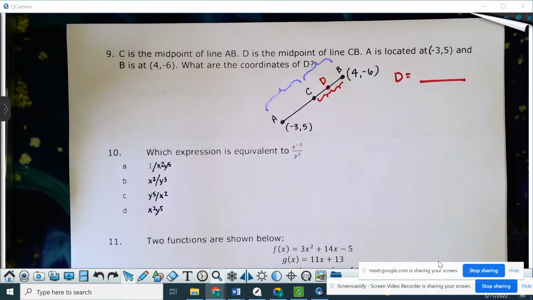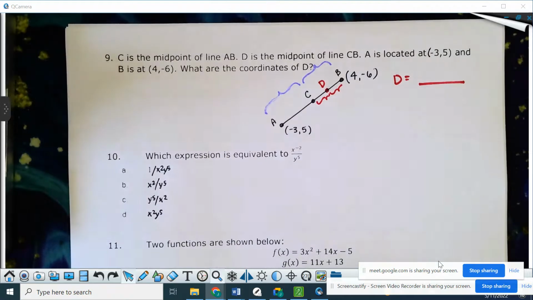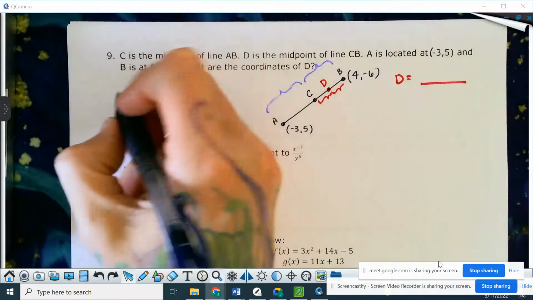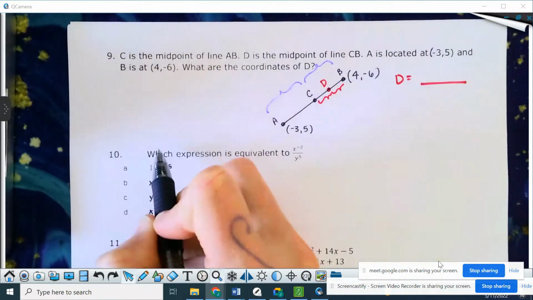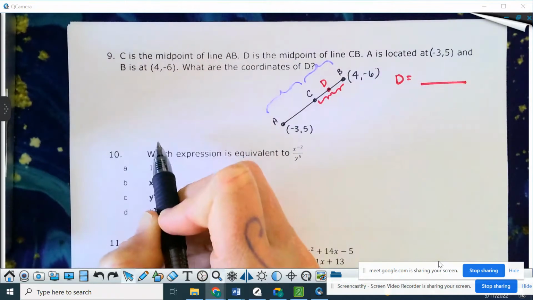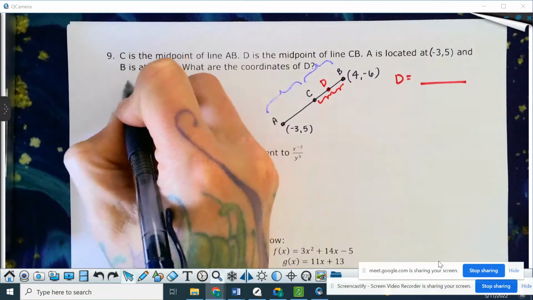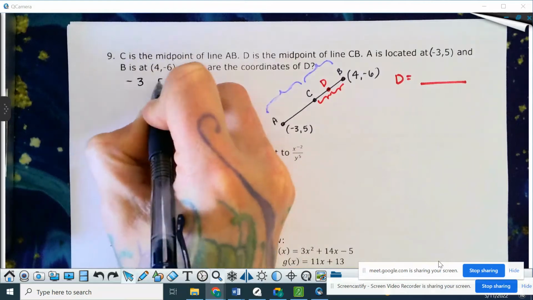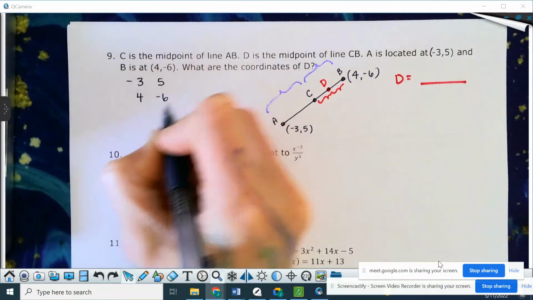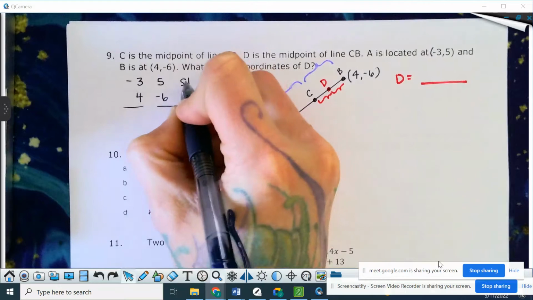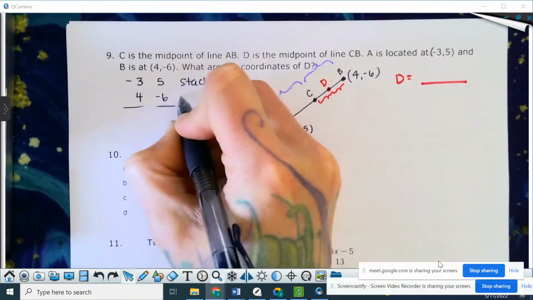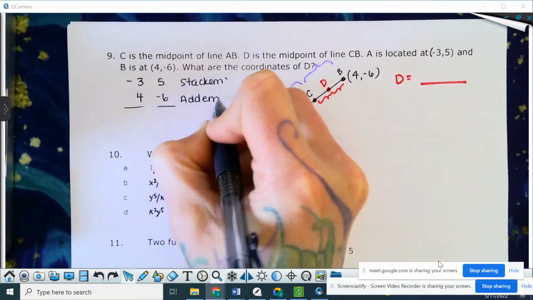You could graph this on actual graphing paper as well and not have to do the mathy form. You could count it out to find C and then count it out midway through to find B. But algebraically, remember, midpoint is x plus x divided by 2, comma, y plus y divided by 2. That would be your new coordinate. Or as I like to do, stack them, add them, and then we're going to divide by 2.